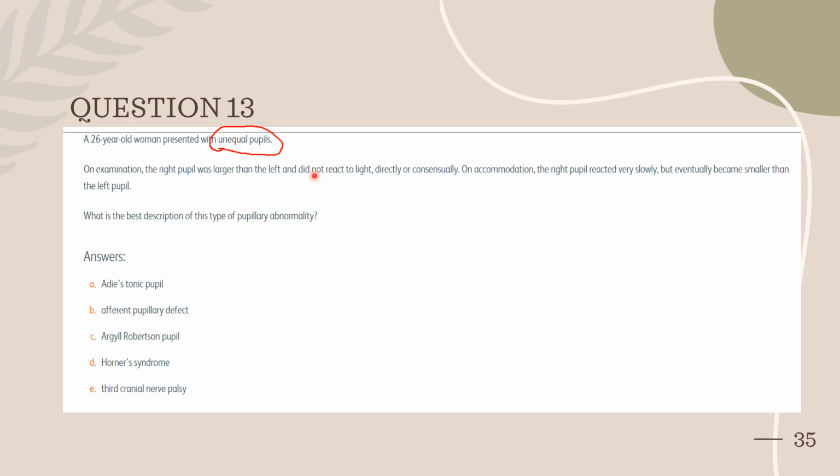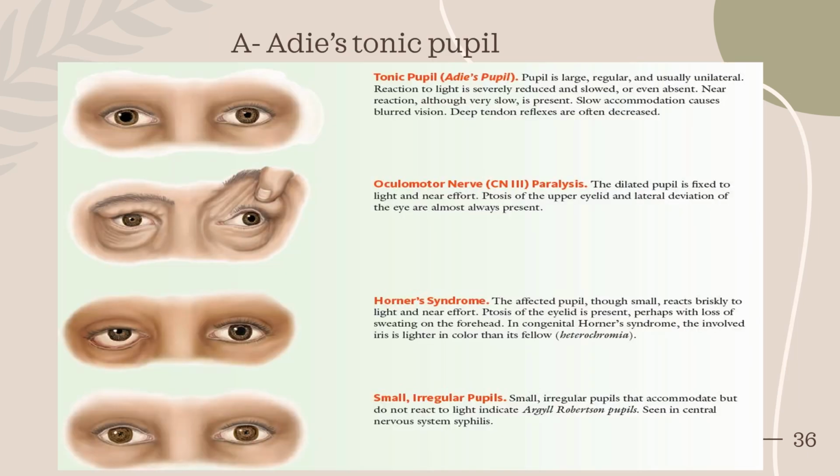Here, it is not reacting to light directly or consensually. Both are damaged. No direct reflex, no consensual reflex, and only in one eye. On accommodation, the right pupil reacted very slowly, but eventually became smaller than the left pupil. So this is the Adie's tonic pupil. So there is a tonicity. This is what's called the Adie's tonic pupil.